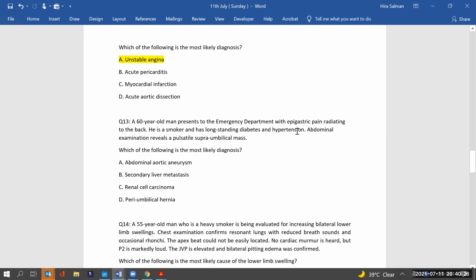With long-standing hypertension, you can always think of atherosclerosis and hyperlipidemia. On abdominal examination, there is a pulsatile supraumbilical mass. So there is clear-cut evidence of this: smoking history, gender, age of the patient, and epigastric pain radiating to the back. This patient is having symptoms; he is not asymptomatic. And the last one, the pulsatile supraumbilical mass, is the biggest clue for us. Which of the following is the most likely diagnosis? We will go for aortic aneurysm.